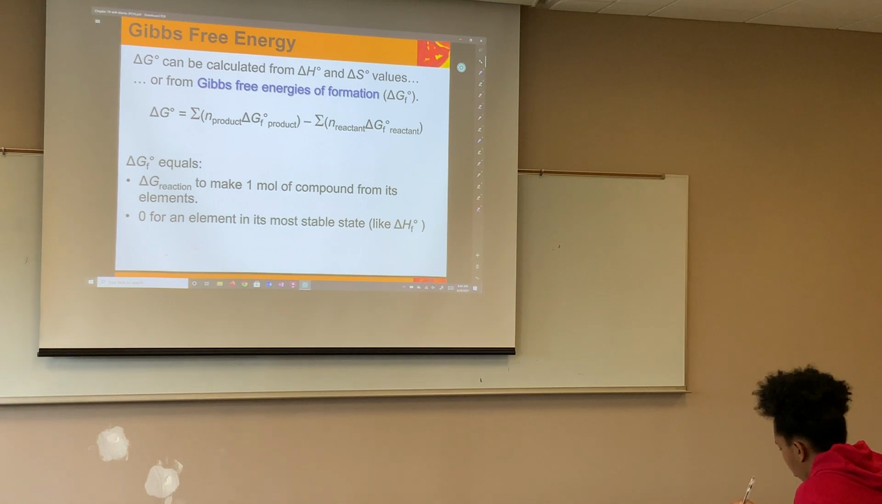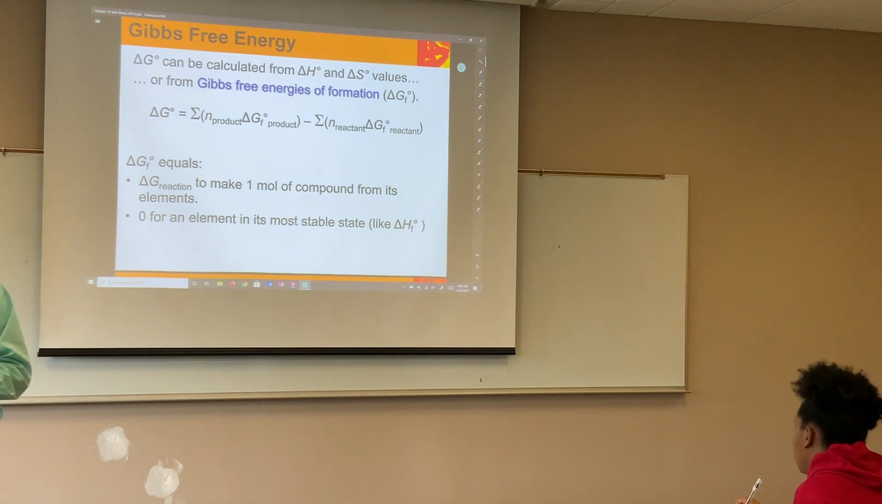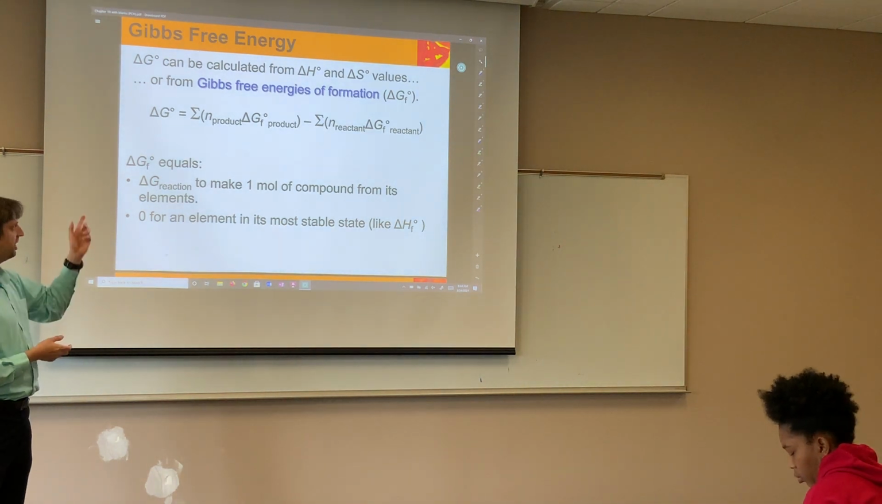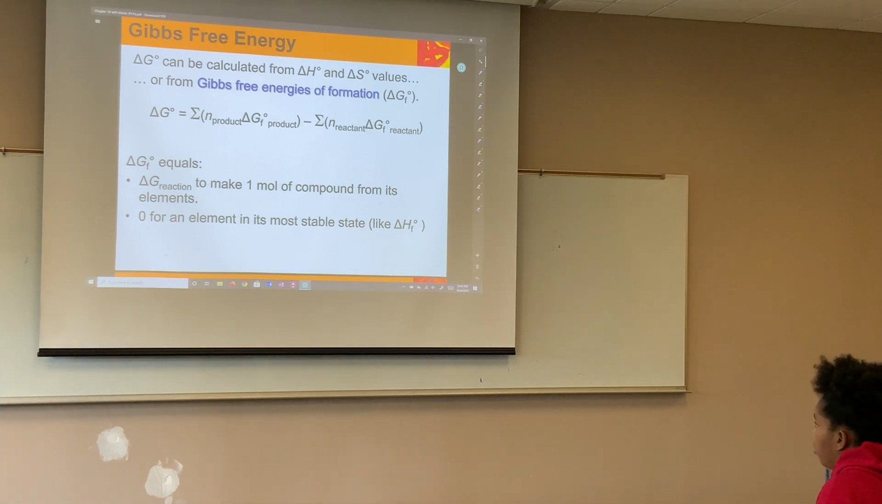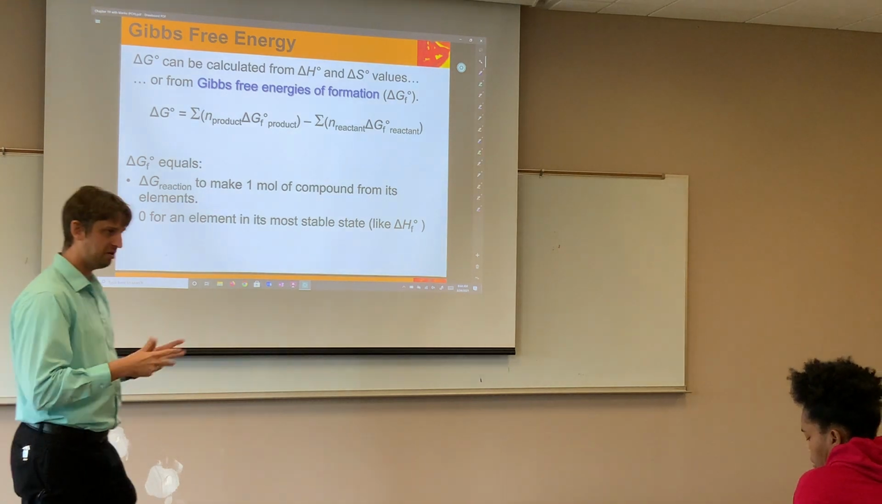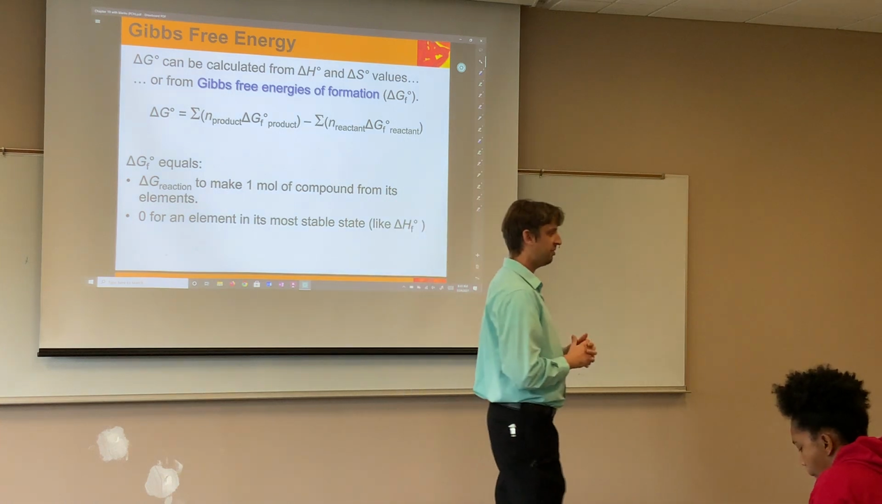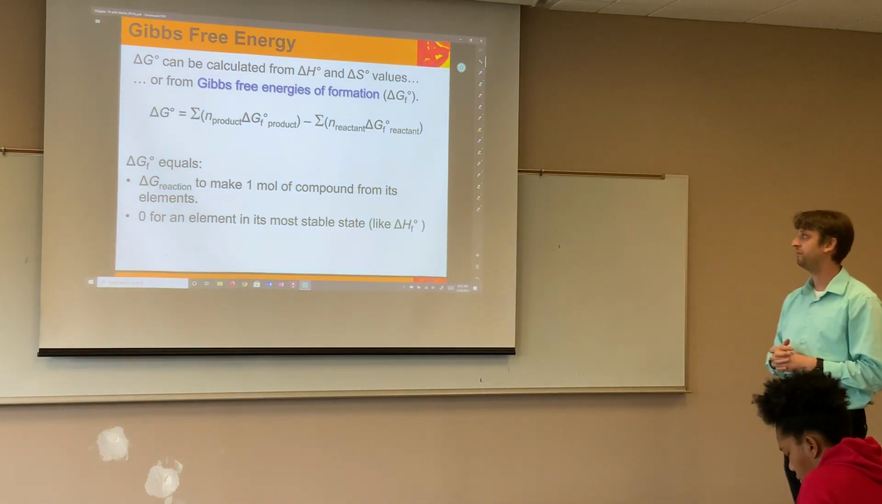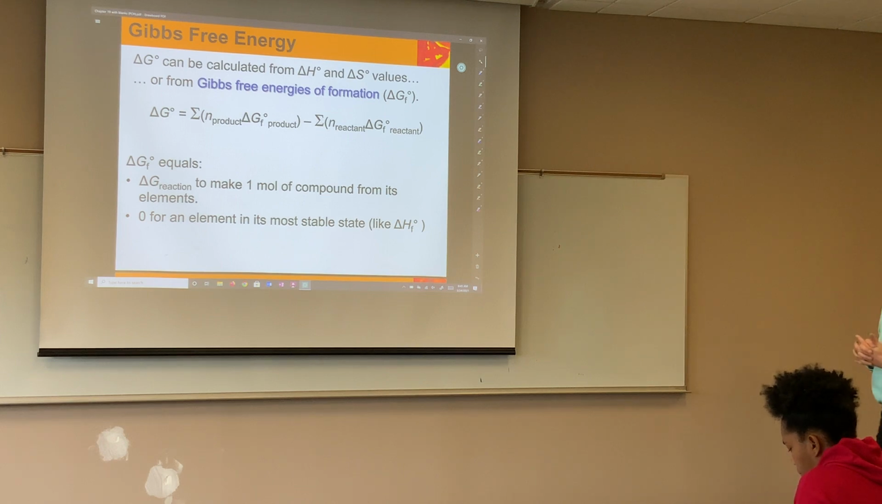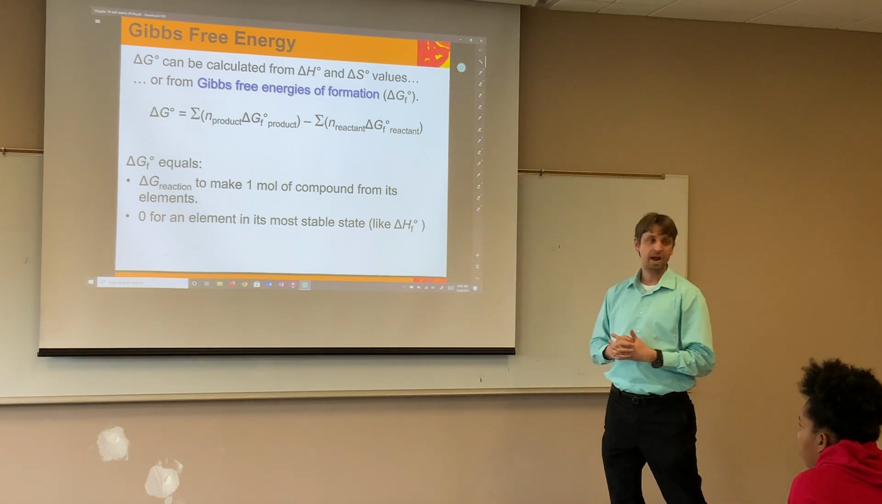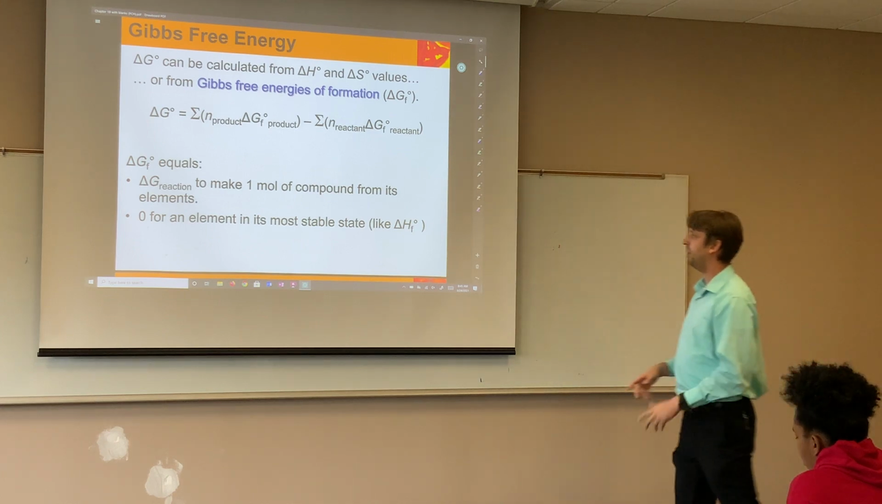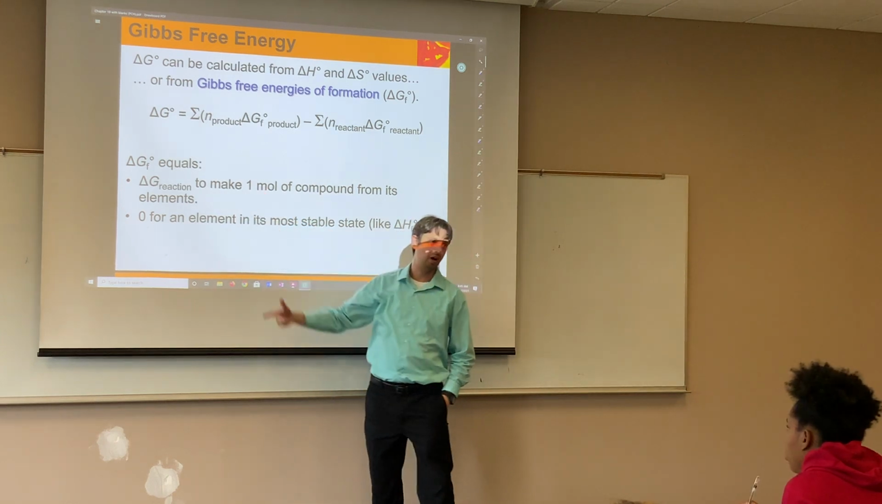So delta G can be calculated from delta H and delta S values. That's what the equation says. Or if you take a look in the book, they've also got Gibbs free energy of formation values, delta G sub F. Now, I'm not going to belabor this too long because I think you guys understand this at this point. Products minus reactants. And if we have those G values, then we can just calculate what the delta G is for this reaction. And n just refers to the balanced coefficients? Yeah, the stoichiometry, because the delta G values are per mole of compound.